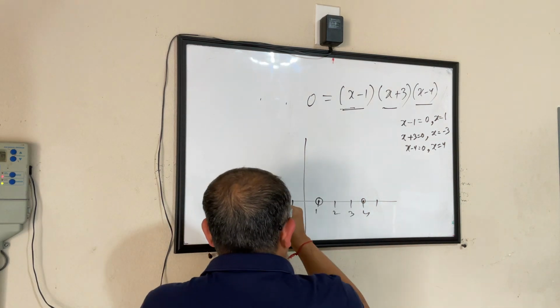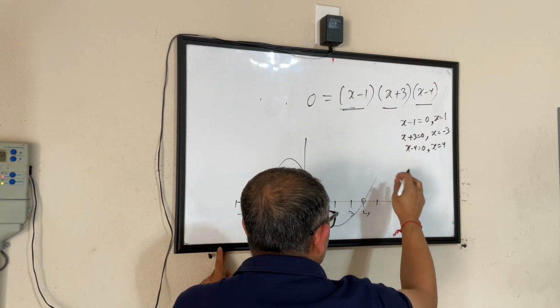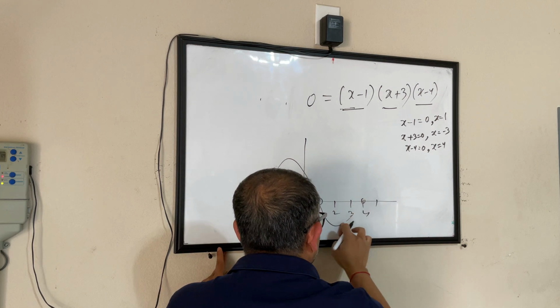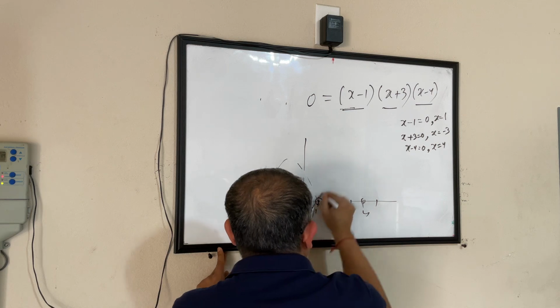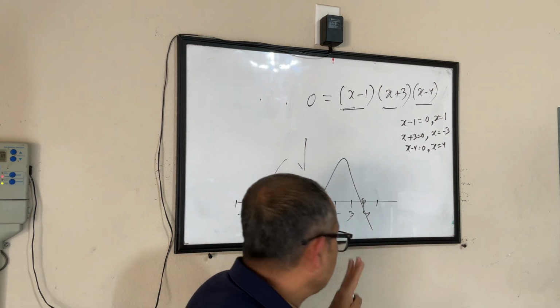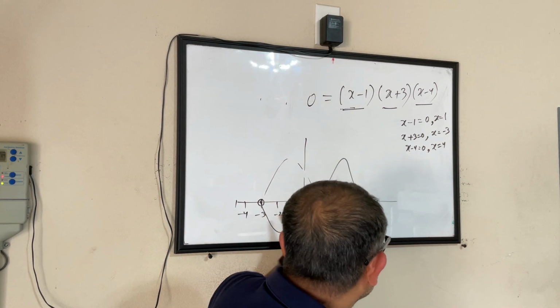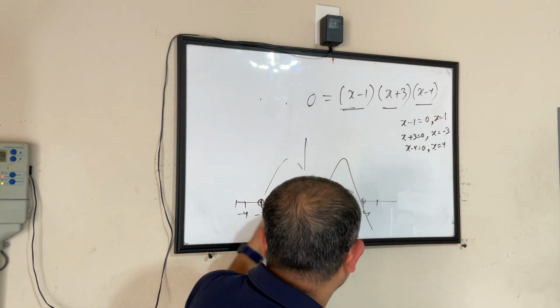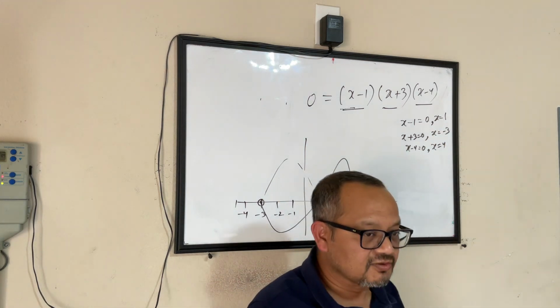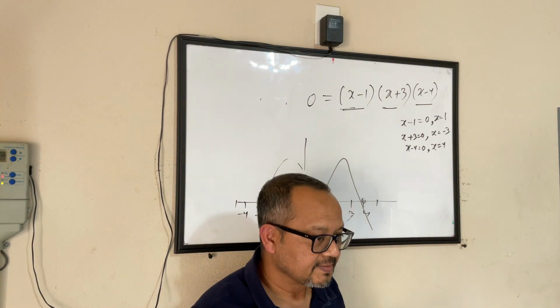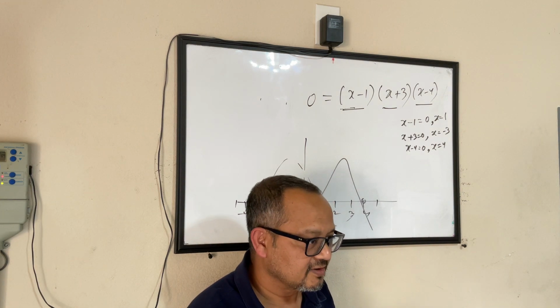So now it could be like this, or it could be like this. So far we don't know this. At least we know that these are zeros, where the value of y became 0 for these possible values of x. Does that make sense so far?